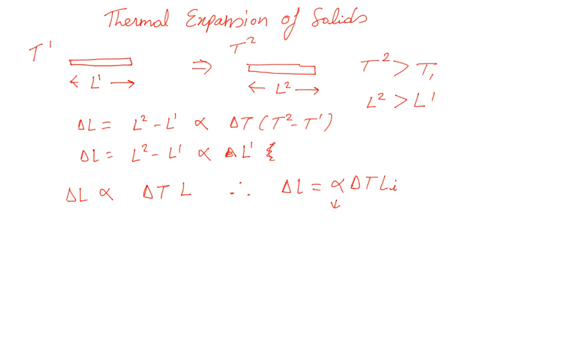Alpha is called the coefficient of thermal expansion, well actually linear expansion, because you see it's proportional linearly to the temperature as well as the length, so it's called the coefficient of linear expansion.